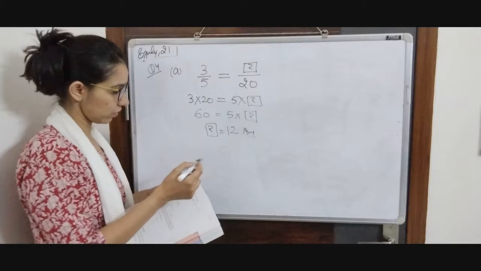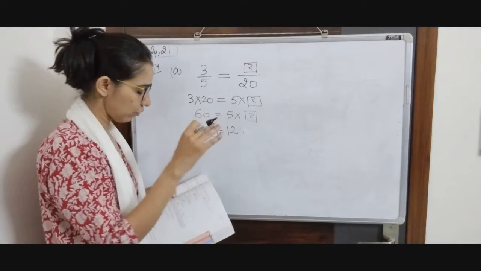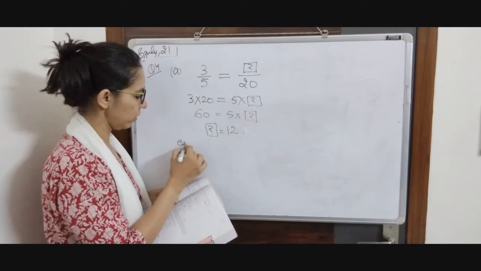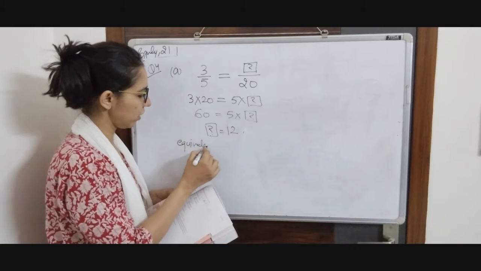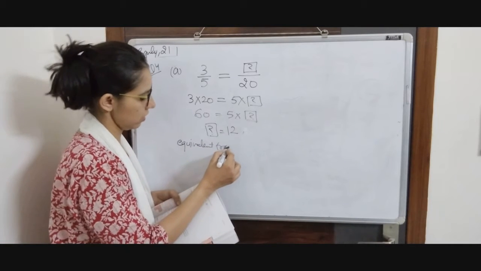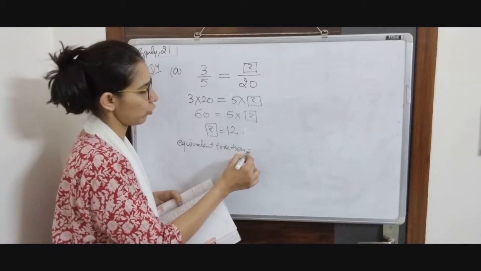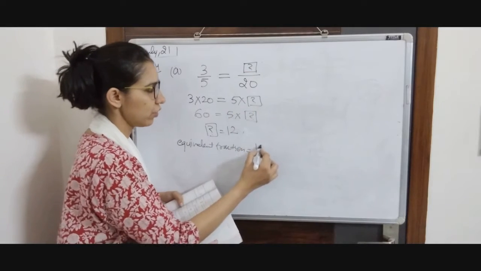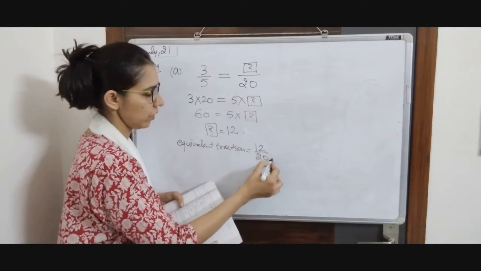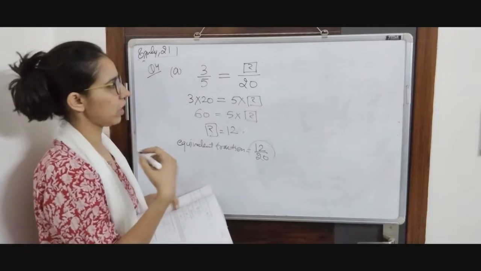So no, this is not the answer. We have to write the equivalent fraction. So it implies your equivalent fraction is going to be, this was the numerator. Okay, so 12 by 20 is the equivalent fraction. This is going to be the answer.